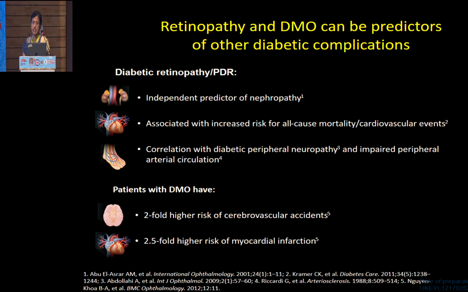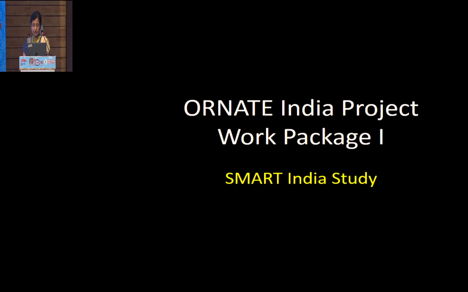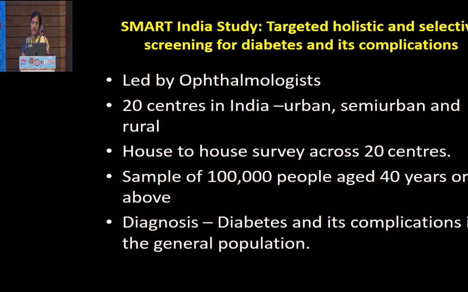And if a patient has diabetic macular edema, these patients have twice the risk of developing stroke or myocardial infarction. So can we advise these patients to also see a general physician or their respective specialist physician? As part of the Ornate India project, which is done between the UK and India, we have a study called the Smart India study, where we as ophthalmologists are leading this pathway to see whether we can holistically screen a patient for diabetes as well as its complications.